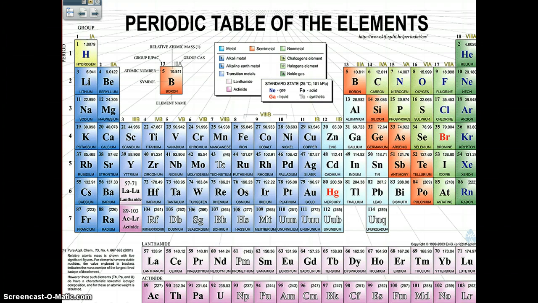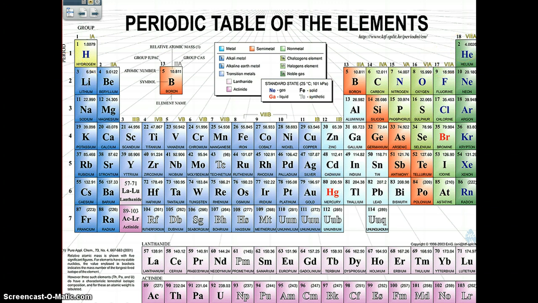I did put the periodic table in here if you need to refer back to this, but you should have your own periodic table. I did want you to take a look at this. When we look at families, family 1A, don't look at the number, look at the Roman number. 2A, we jump over here to 3A, 4A, 5A, 6A, 7A, 8A. Those are the A families.